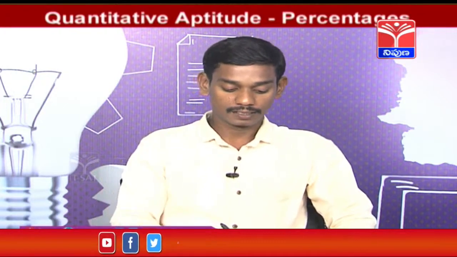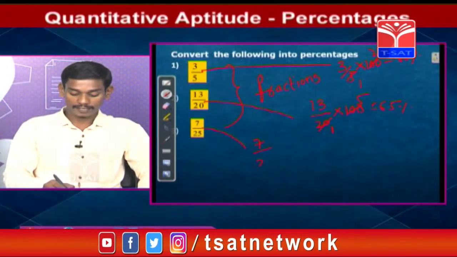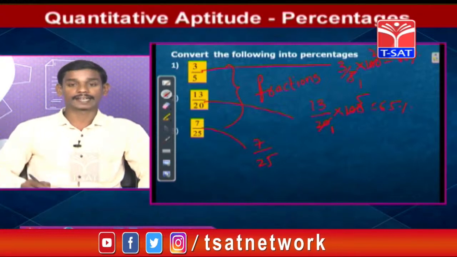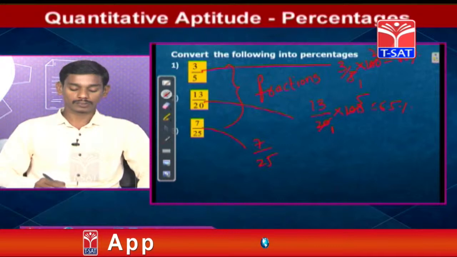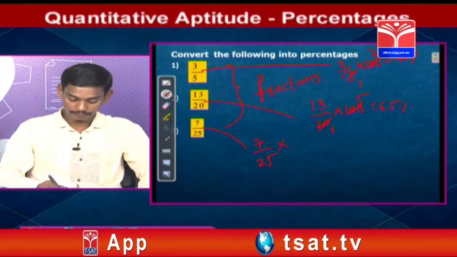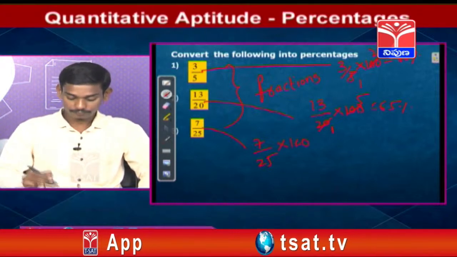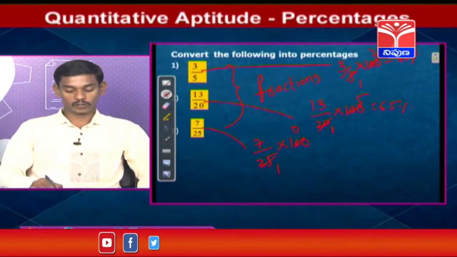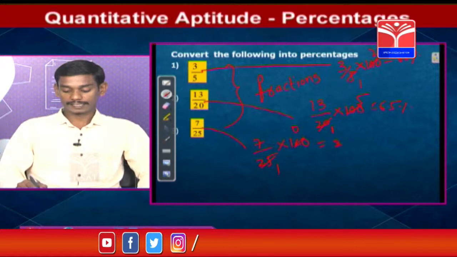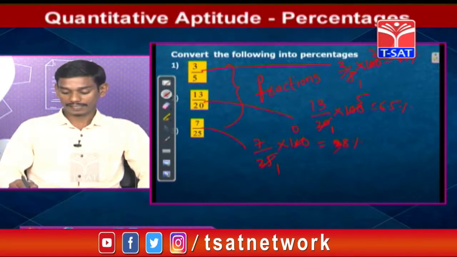And the third one is 7 by 25, which is also a fraction. Now we want to convert this fraction into a percentage. How? Just multiply by 100. Again 25 ones are 25, 25 fours are 100, and 7 fours are 28, so it is equal to 28 percent.